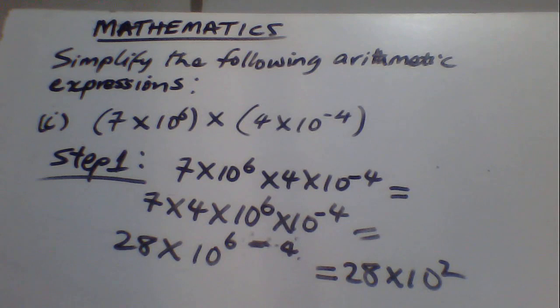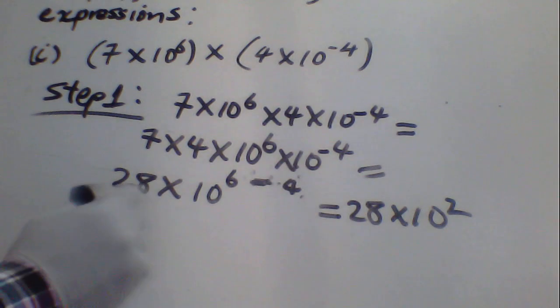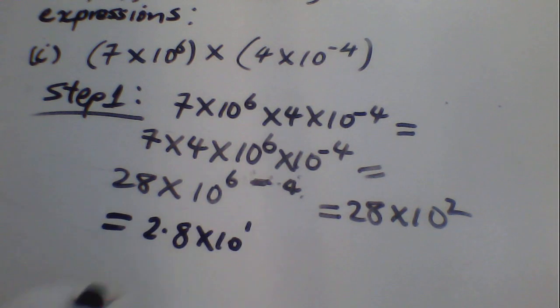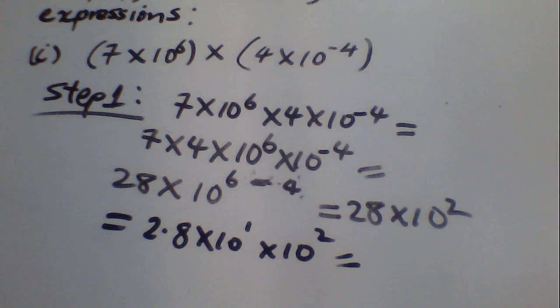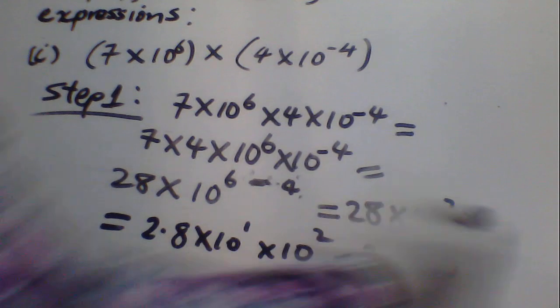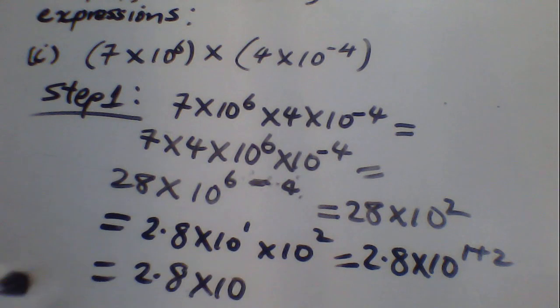Once you have done that, the next thing you have to do is to make sure that your answer is either in the standard form or in the expanded form. To do that, we have to simplify this value here. This value is the same as 2.8 times 10 raised to power 1 times 10 raised to power 2. Here you have to apply the index law again. You add the power, 1 plus 2, and this gives us 2.8 times 10 raised to power 3.